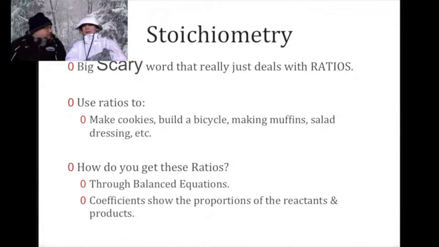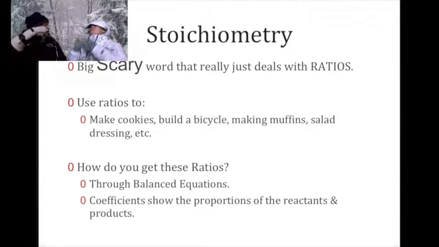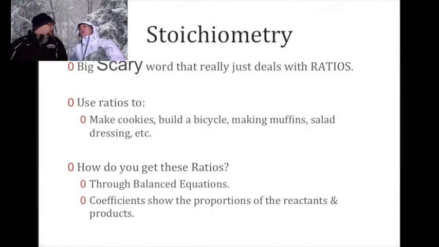Okay, so how do we get these ratios? We have to make sure our equations balance first. We already know what a balanced equation is. And what we use is those coefficients, which are the numbers in front. Those are the big ones. And what are the little numbers called? Those are called subscripts because they're beneath, kind of like the below zero temperatures we're working in right now.